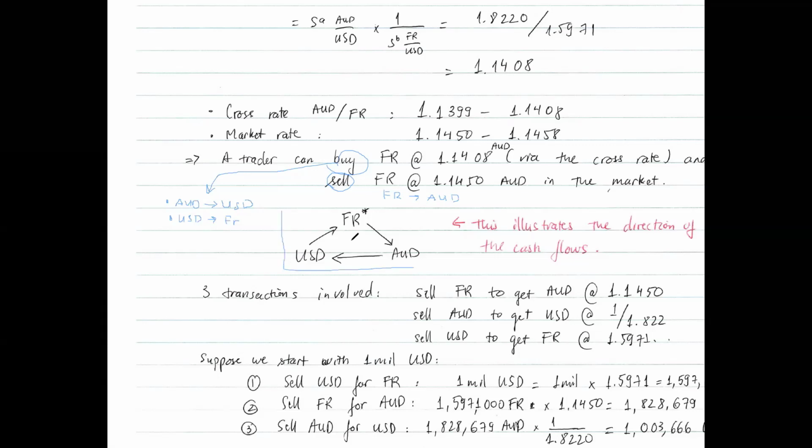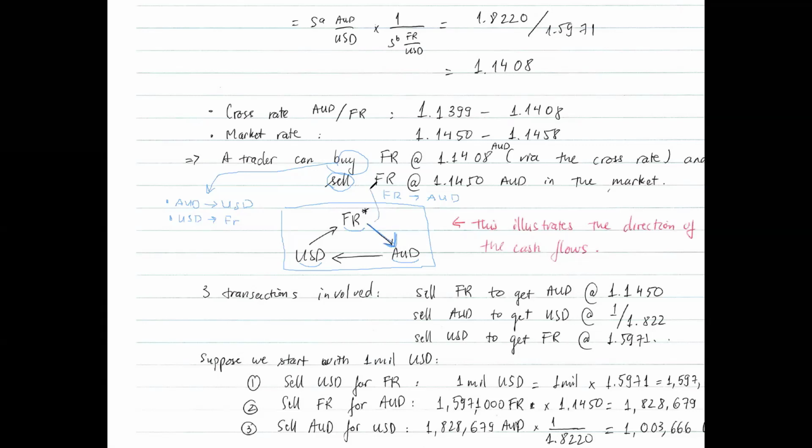So one way I can illustrate the transactions involved in this strategy is I can draw this triangle here. I'm going to have the franc, the Australian dollars, and the USD. The arrows here tell me the direction of the transaction. Here I'm going from the franc to the Australian dollars. I'm going to be selling the franc to acquire the Australian dollars.